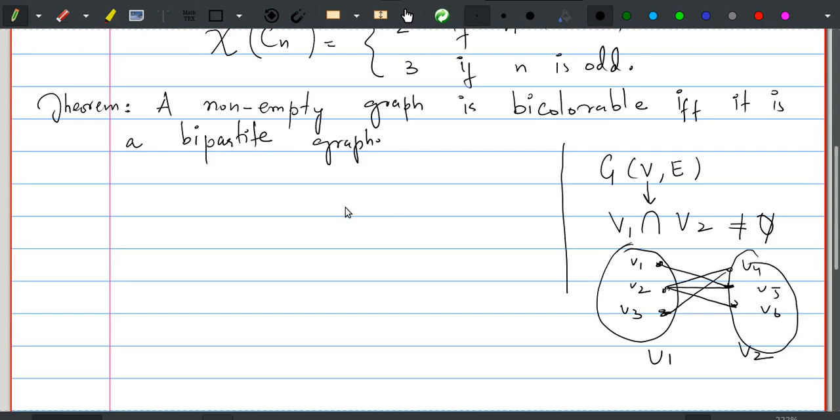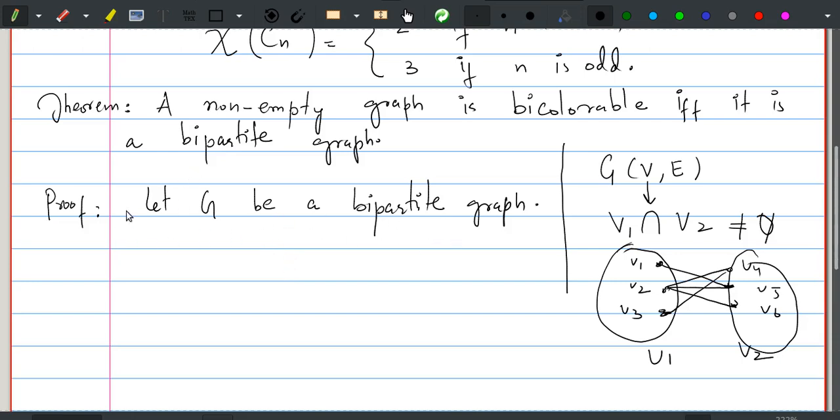Now to prove this result, let us first assume that this graph G is a bipartite graph. So let G be a bipartite graph. We have to prove G is 2 chromatic. Now if G is a bipartite graph, then its vertex set can be partitioned into two disjoint independent sets.